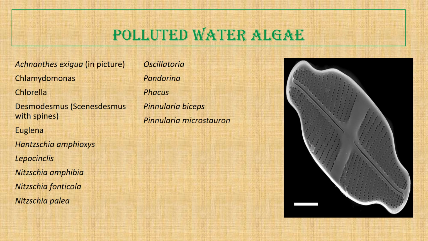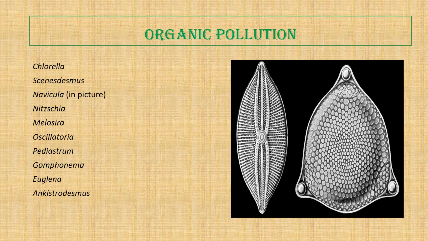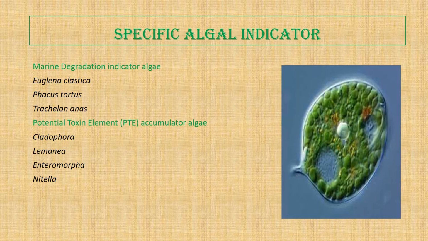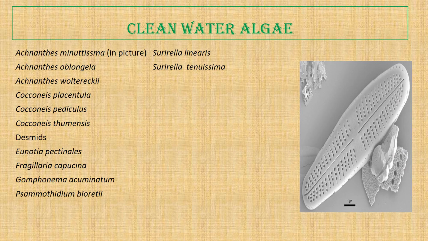These are the algae present in polluted water. We also have some diatoms. Organic pollution containing water have this type of diatoms, and also green algae. The marine degradation includes the following variety of algae, and potential toxic elements also have this following variety of algae. Clean water algae are in the list.